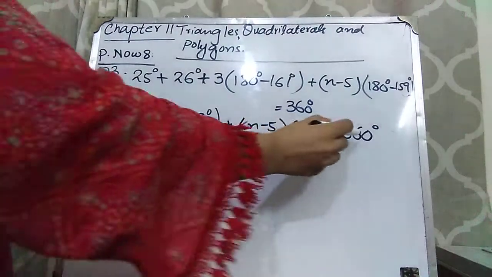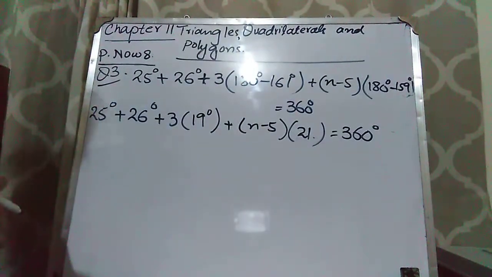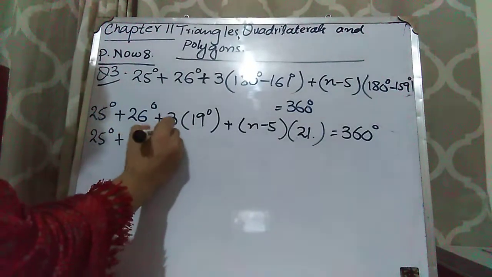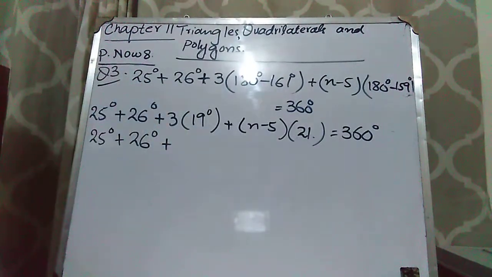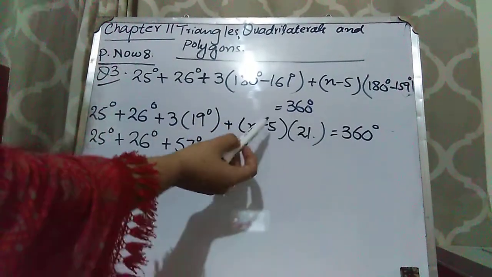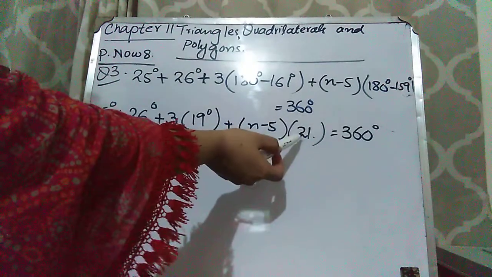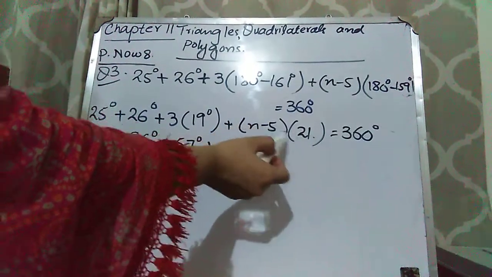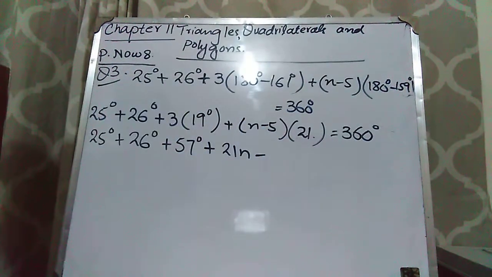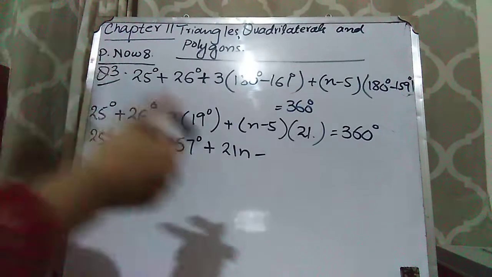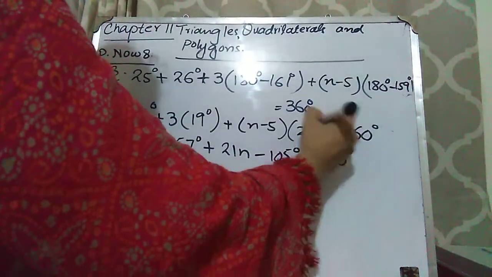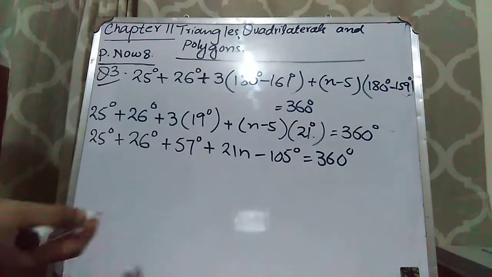Because the sum of exterior angles is equal to 360 degrees. Now add 25 degrees plus 26 degrees. You want to multiply 3 with 19. You will get 57 degrees. And then now this is n minus 5 and 21. You will multiply 21 with both terms, with n and with 5. 21 times n is 21n. And when you multiply 21 with 5, you will get 105 degrees, which is equal to 360 degrees. Okay, students, now solve the like terms together.